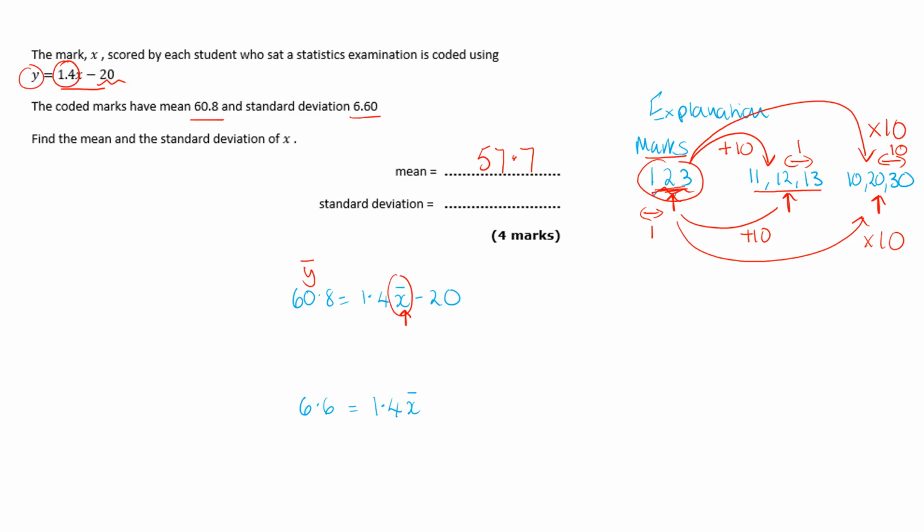But for getting the standard deviation of the original X marks, we just need to do 6.6 divided by 1.4. And that will give us the standard deviation. You do not need to do anything with the minus 20. So if we do that, the standard deviation of the original X values is going to be 4.71.